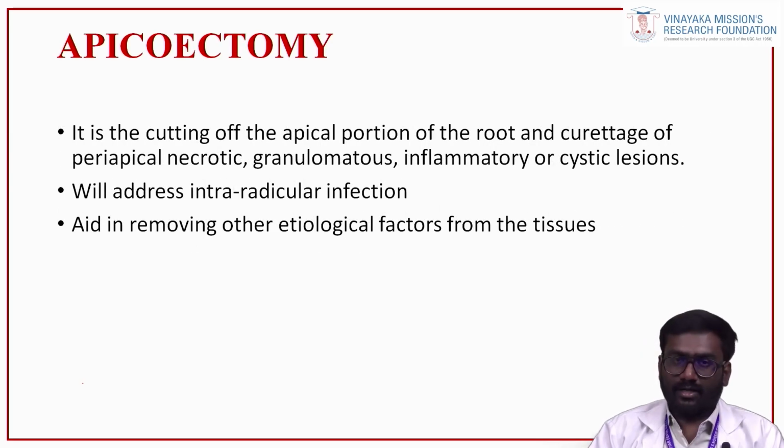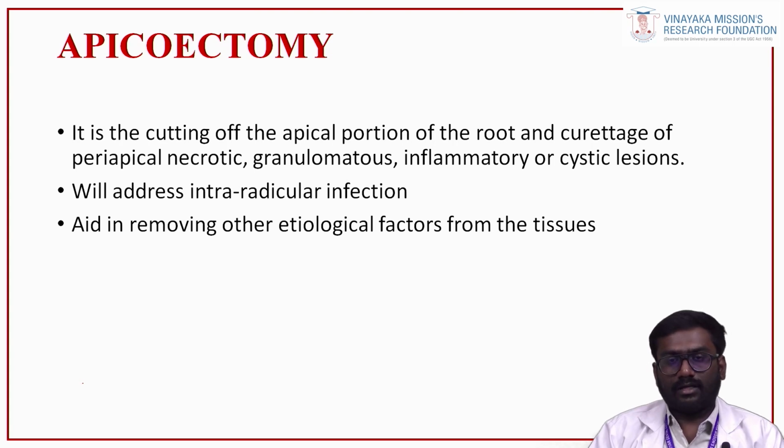As I mentioned, apicoectomy is cutting off the apical portion of the root and curetting the periapical necrotic, granulomatous and inflammatory tissues along with the cystic lesions that are there in the periapical region of an infected tooth. When you have a chronic pulpitis that has resulted in apical periodontitis, over a period of time it turns into a periapical abscess or granuloma, resulting in a periapical cyst. Even when not treated, this results in a larger periapical cyst that is not going to respond to conventional non-surgical treatment modalities. RCTs, if done, are also going to result in failure.